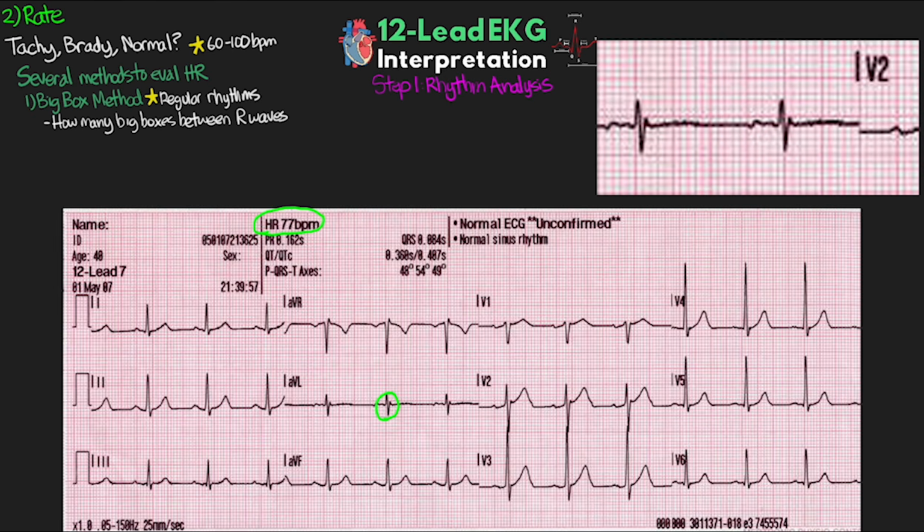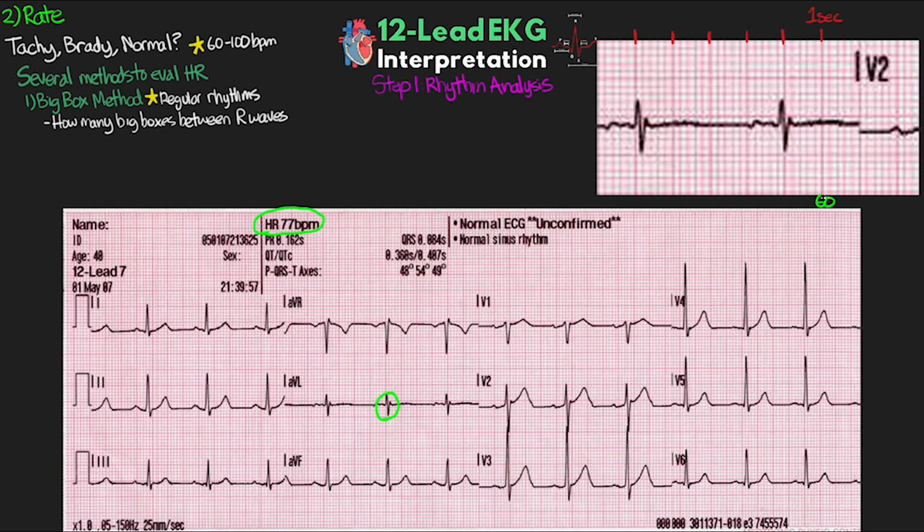So here's one here, so let's actually zoom in and take a little bit of a closer look at this one. So we know from our previous lesson that a big box is 0.2 seconds. Thus, it takes 5 of these big boxes to be 1 second. So if we had a beat that was every 1 second, then in 1 minute we'd have 60 beats since we have 60 seconds in a minute, thus giving us a heart rate of 60 beats per minute. So knowing this, we know that 1 second is 5 big boxes, so if the next beat that comes along aligns with the 5th big box, we know that we have a heart rate of 60.